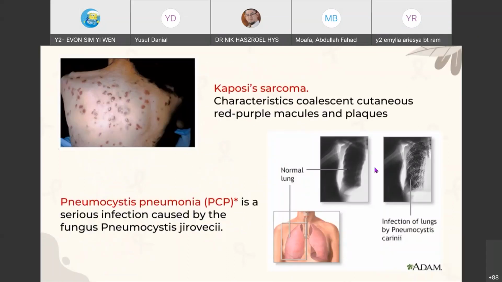These are syndromes that will develop in the AIDS stage. First one is Kaposi sarcoma. It is characterized by coalescent cutaneous red, purple, macules and plaques, for example, shown in the diagram. And also Pneumocystis pneumonia, a serious infection caused by the fungus Pneumocystis jirovecii, a yeast-like fungus. Actually, Pneumocystis pneumonia is the most common opportunistic infection of HIV positive patients, and subsequently, many will develop into ARDS. The definitive diagnosis can be done by induced sputum and also bronchoalveolar lavage.